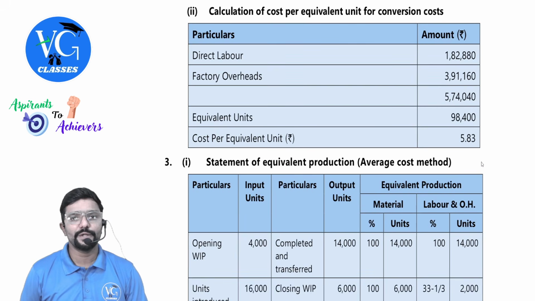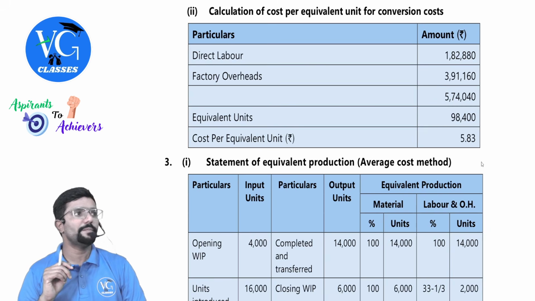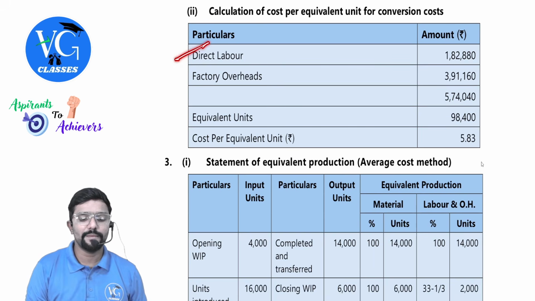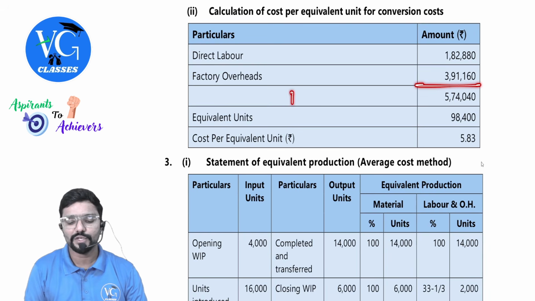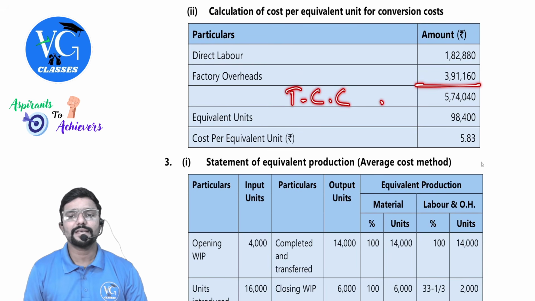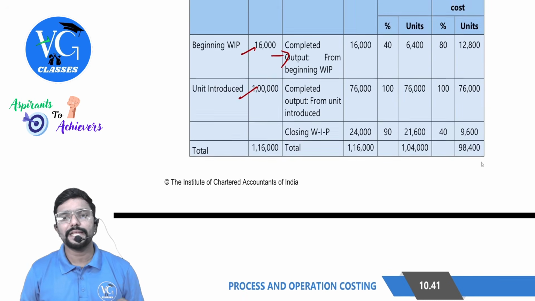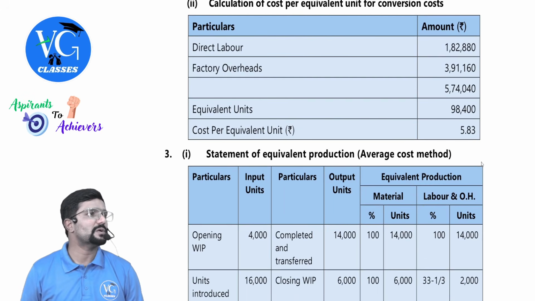Calculation of cost per equivalent unit for conversion cost: direct labor, factory overhead. FIFO means we have to take only the current period cost. Sir, should we take opening WIP? No. FIFO, first in, first out. We should take only the cost incurred in the current period. So take labor and overhead, because they have asked only conversion. How much is the total conversion cost? 5,74,040. And the equivalent units with respect to conversion is 98,400.